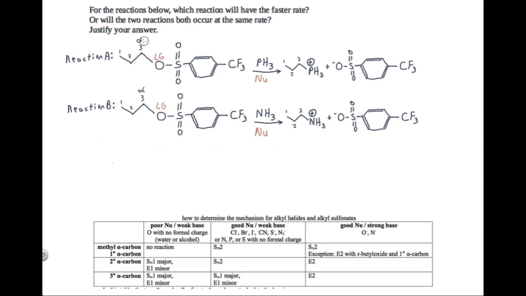We should identify that we're dealing with primary alpha carbons. This alpha carbon is attached to one carbon chain. That puts us in the top row of the table. Now for reaction A, the nucleophilic atom is neutral phosphorus. And we can find neutral phosphorus in the middle column of our table. And for reaction B, the nucleophilic atom is neutral nitrogen. And you can also find neutral nitrogen, here's neutral nitrogen, also in the middle column.